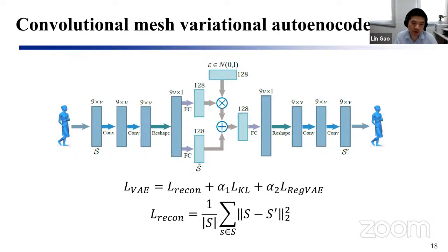We know that the variational autoencoder is not very good for the image generative task. For the image generative task, we usually use the GAN network. But for the 3D models, we prefer the variational autoencoder.